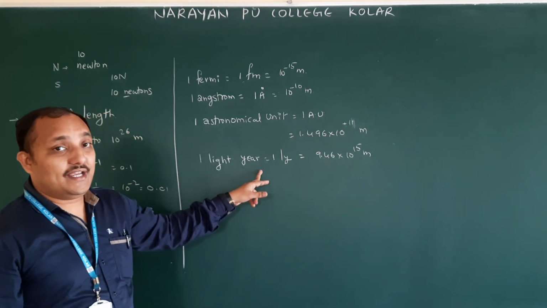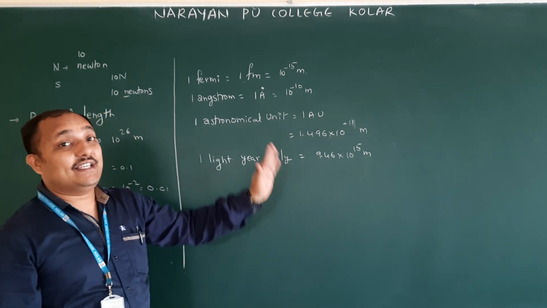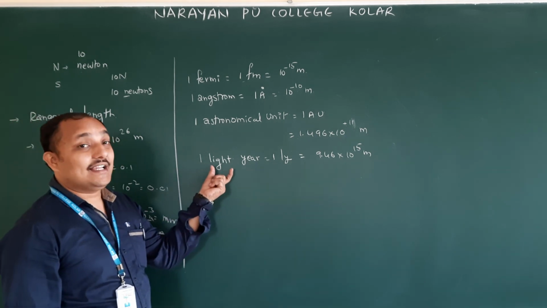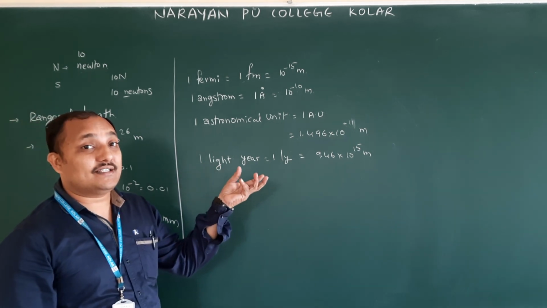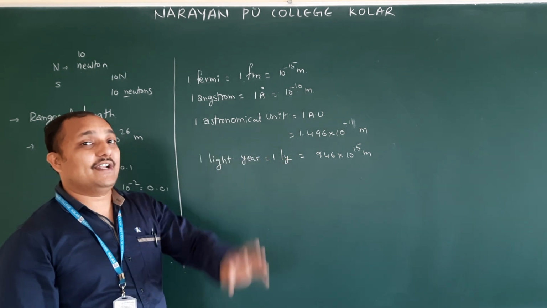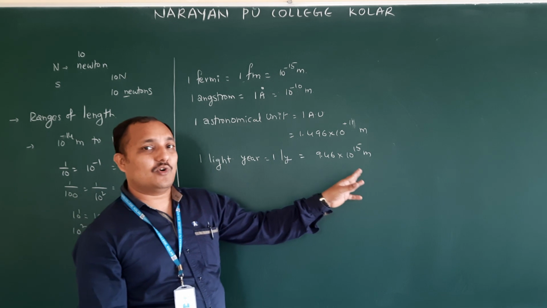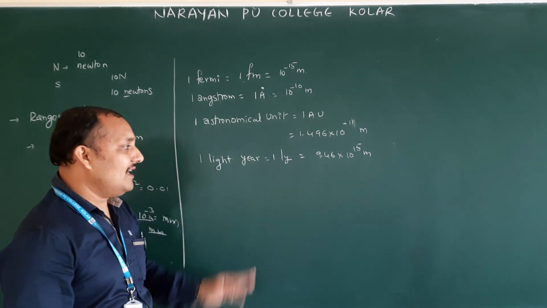So 1 light year means the distance traveled by light in 1 year. Light will cover some amount of distance in 1 year. 1 year means 365 days. How much distance it travels is called a light year. Will it travel more distance or less distance? It will travel more distance.